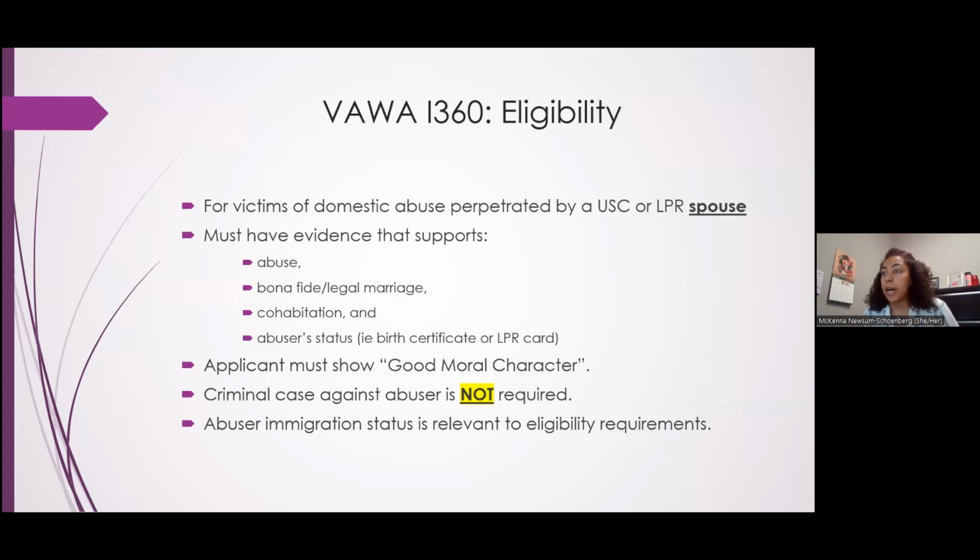Okay. And then finally, the abusive spouse's immigration status is absolutely relevant to being eligible for this. If your spouse is not a resident and not a U.S. citizen, then you do not qualify for VAWA. Okay.